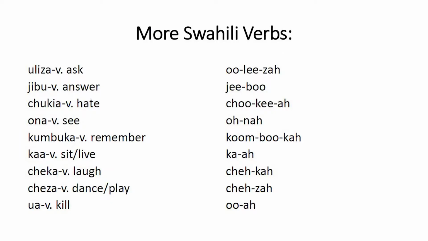So let's look at some more. We need as many as possible so that you can have several verbs to put sentences together. Let's look at this first one. Uliza. Uliza means ask. Jibu. Jibu means answer.